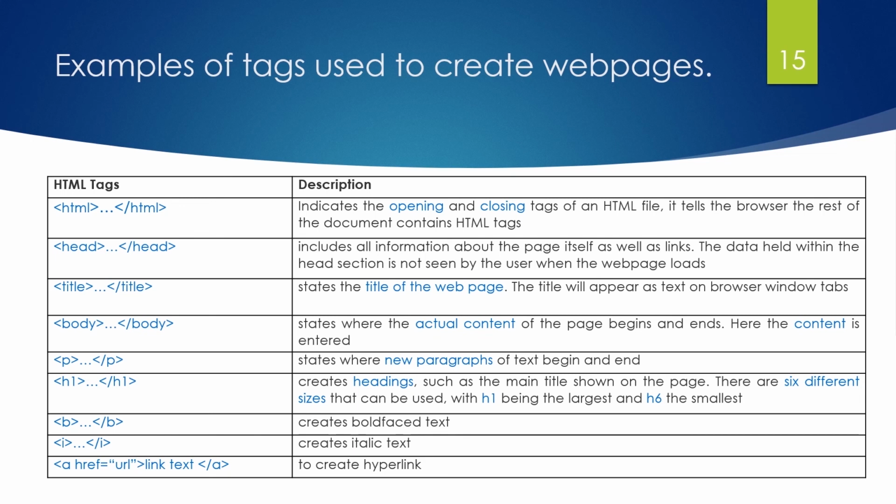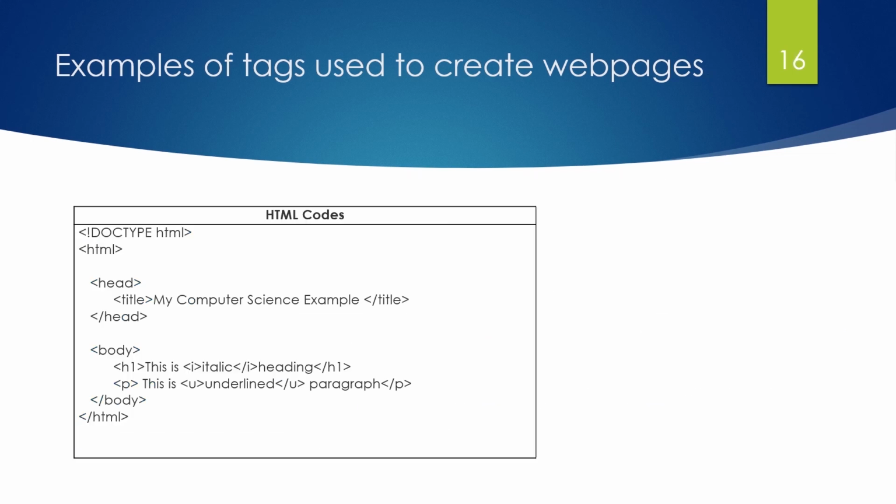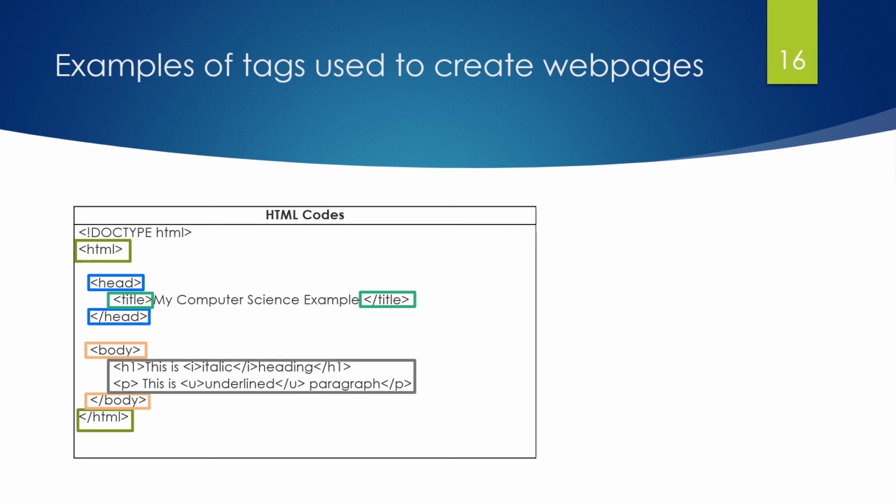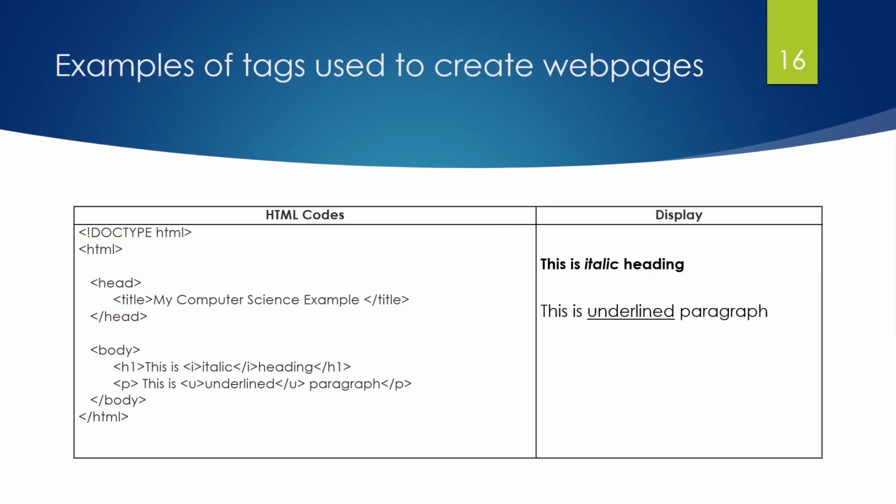The last one is how to create a hyperlink. So here's an example of HTML code. As you can see, it starts with doctype HTML. Then we have HTML tags. As you can see, we have an opening tag and closing tag. For each of the tags, we will have an opening and closing tag, like for head, for title, for body, and so on. We have our message, which is in between the header 1 tag and the paragraph tags. So how will the message appear? It will appear like this.